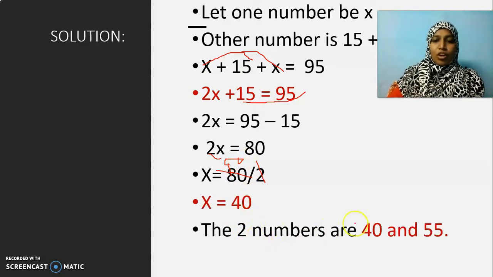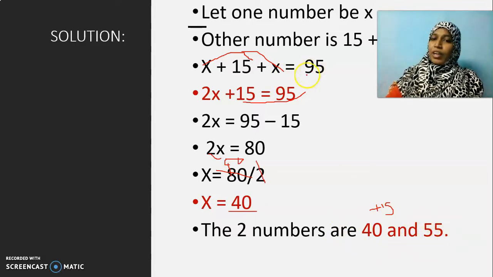The two numbers are 40 and 55. We found the value of x to be 40. First number is x, so this x value is 40. What is the other number? It is 15 more than 40. So if I add plus 15 along with this 40, what do I get? 40 plus 15, 55. So these are the two numbers that if I add, I will get 95. Do I get 95? 40 plus 55? Yes. So these are the two numbers.